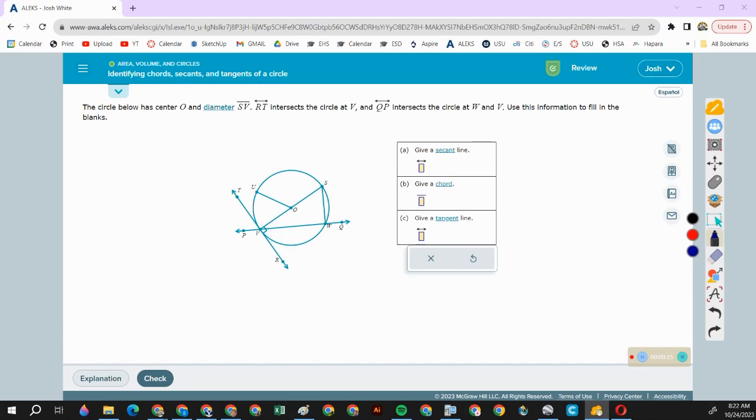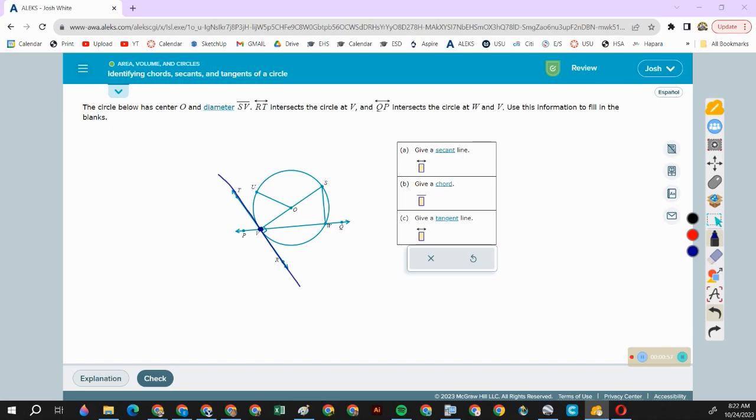So you guys already know this is a radius, and this is a diameter, and this is a chord. A secant line is just a chord that's not a segment. So a chord is a segment that has a starting point and an ending point on the circle. A secant line is just a line that passes through the circle and does not touch the center. And then a tangent line is a line that touches a circle but only in one place.